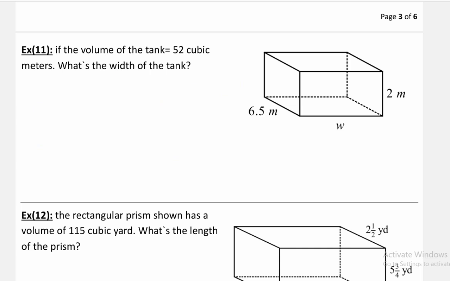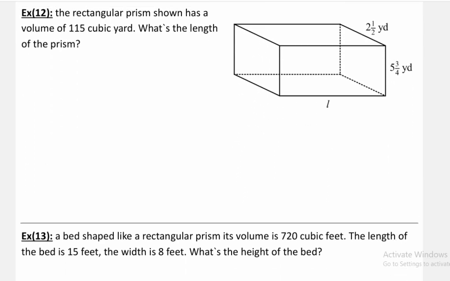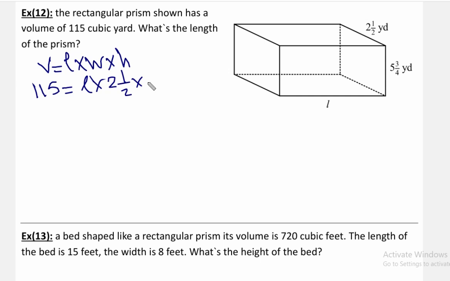Another one, pause the video, solve yourself and check your answer. The rectangular prism shown has a volume of 115 cubic yards. What's the length of the prism? Check your answer now. Volume equals length times width times height. Volume 115, length I don't know, width is 2.5, times height, which is 5.75.